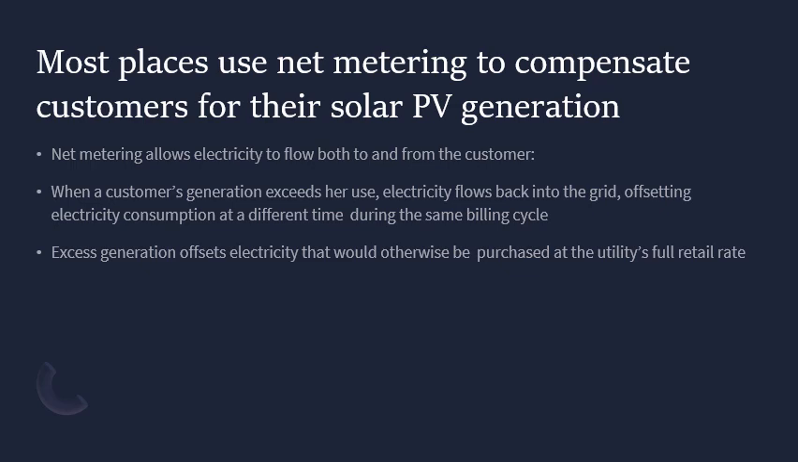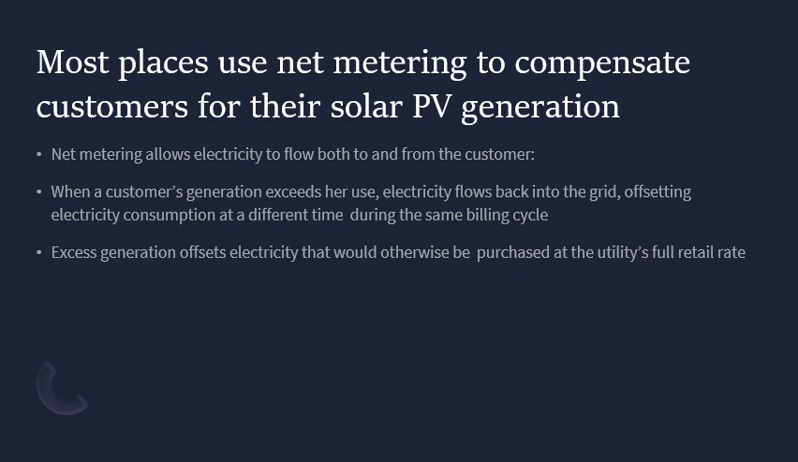Net metering allows electricity to flow both to and from the customer. When a customer's generation exceeds her use, the electricity flows back into the grid, offsetting electricity consumption at a different time during the same billing cycle. This excess generation offsets electricity that would otherwise be purchased at the utility's full retail rate.